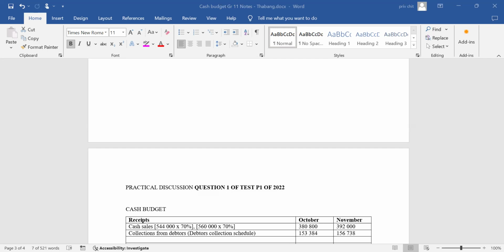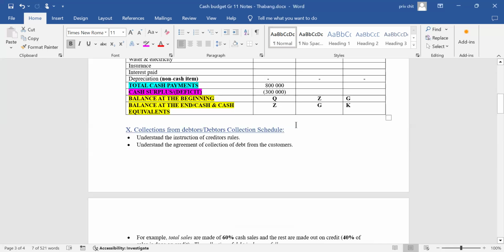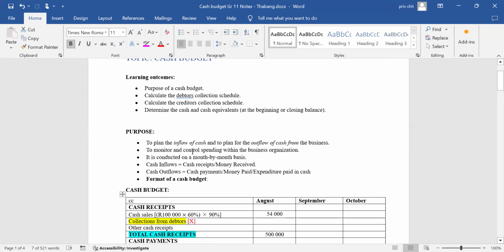Read the required part 1.1. Provide 2 different reasons why it is essential for a business to prepare a cash budget. Exactly. So why is it essential for a business to prepare what? A cash budget. Right. I did give you those reasons. You see there? There they are.